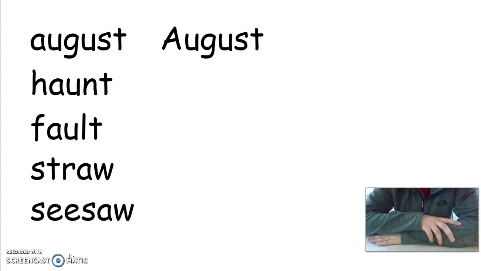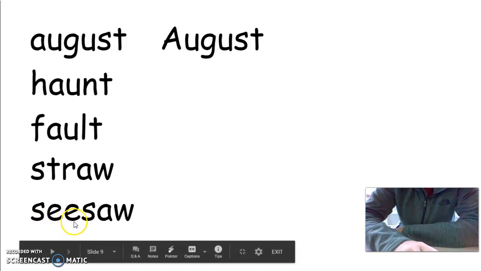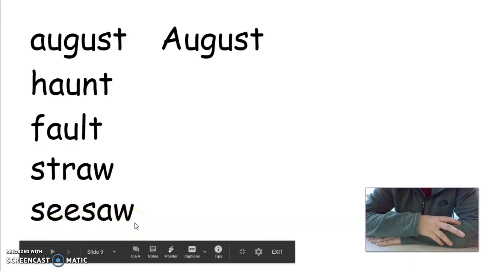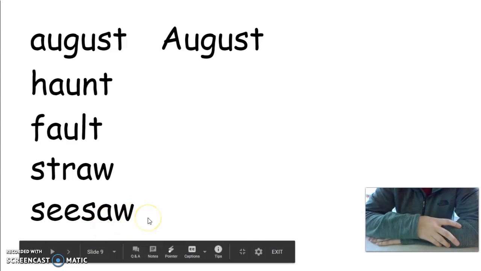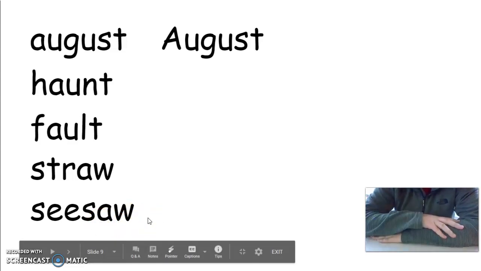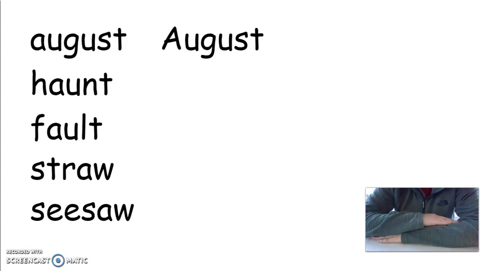Here it is. Seesaw. So we have a vowel team right here, E-E, and we have our vowel team that we end the word with, which is a little interesting that we call AW a vowel team. It can also be called a diphthong, but we're going to stick with the word vowel team because that's what you know and that's what we've been using.